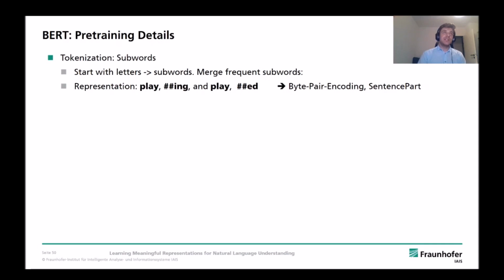As already mentioned, BERT's lowest layer uses subword tokens, so byte-pair embeddings, for example, or SentencePiece embeddings, in which words are split into subparts. In BERT, in particular, they are split, and then we denote them with hashes if they are a part of a word. So we put these hashes in the beginning of a word part if the word part belongs to the word part before.